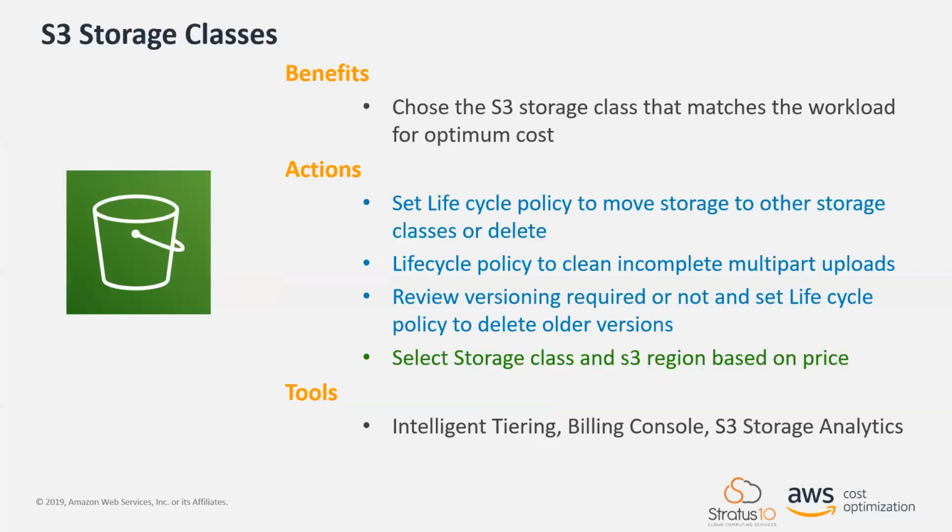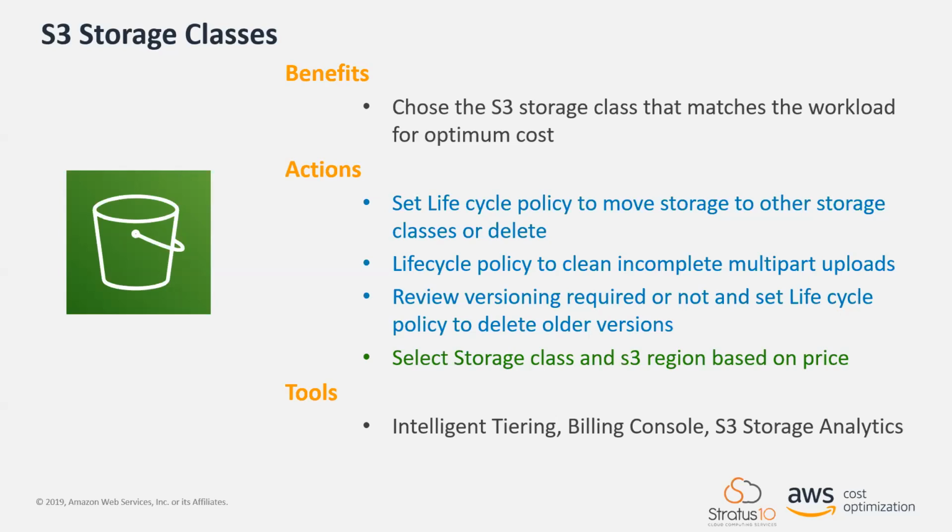Like EBS, you should choose the best storage class that matches your workloads. Place more frequently accessed data in S3 Standard and less frequent data in the lower storage classes. Enable lifecycle policies to move your data to lower storage classes based on their age, and then purge incomplete multipart uploads. Review versioning to see if it is needed, and configure the lifecycle policy to remove older versions that are no longer required.